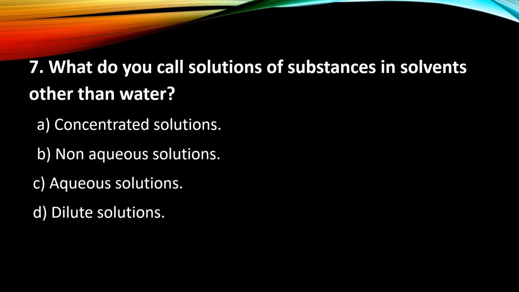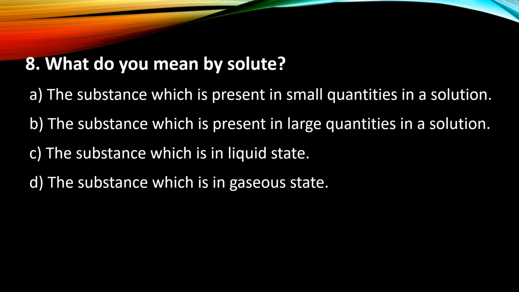Next, question number 8. What do you mean by solute? I think you don't need options also for this. Option A, the substance which is present in small quantities in a solution. Option B, the substance which is present in large quantities in a solution. C, the substance which is in liquid state. D, the substance which is in gaseous state.